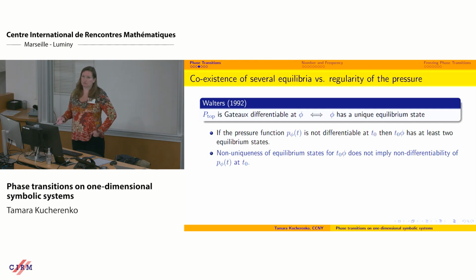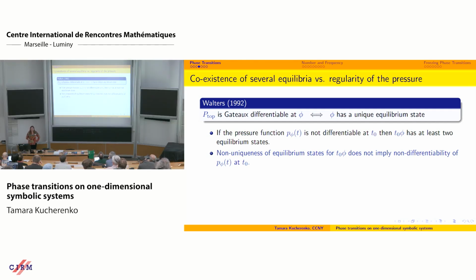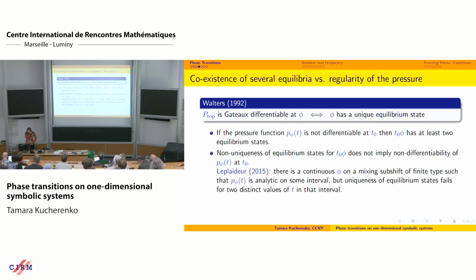Now, the converse is not true. Non-uniqueness of equilibrium states does not imply non-differentiability, and the first actual example of this in symbolic settings was given quite recently by Lepladieu. He built a continuous potential phi on a mixed subshift of finite type, where the pressure is analytic, but at two points on that interval he has two equilibrium states. So uniqueness of equilibrium states fails. I will give you a picture of the shift later on because I really enjoyed that picture. So the converse is not true.